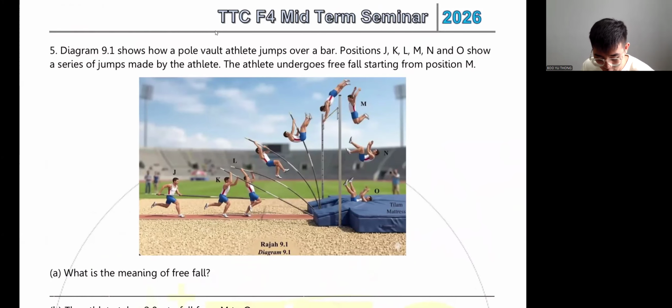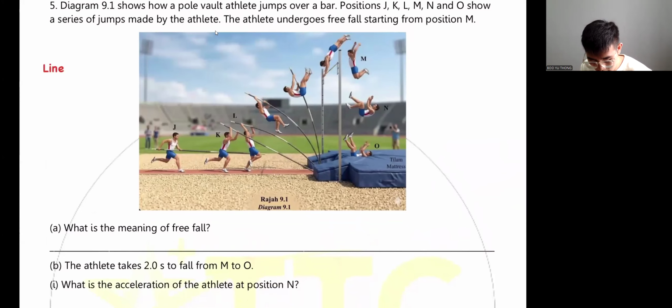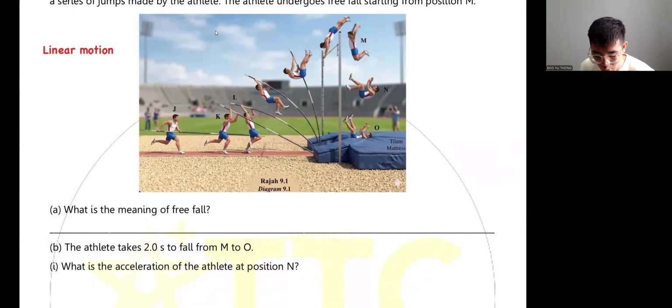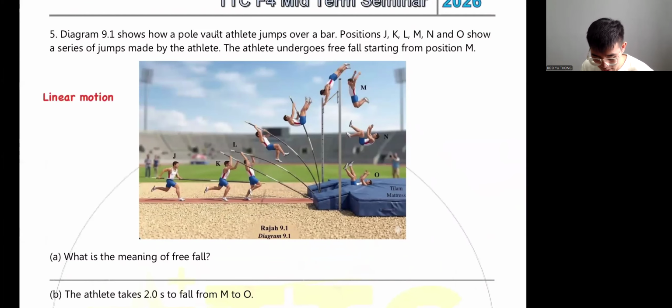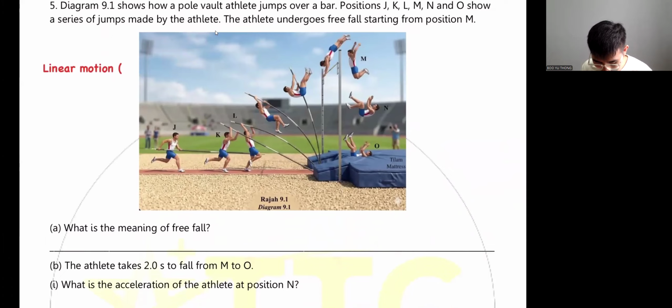This question is from the subtopic called linear motion. Remember, linear motion means the movement of an object moving in a straight line, but this one is the vertical one. When something falls, the object moves in a straight line vertically, so it's a vertical linear motion question. Remember when I taught you linear motion? Free fall motion is also considered under linear motion, straight line movement.